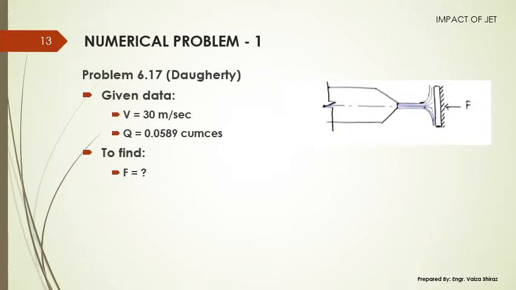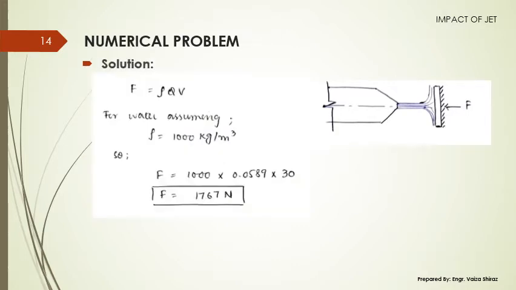Now problem number 6.17, this is from Lafferty. So in this case you are having a jet which is striking normally to a flat vertical plate. The velocity of the jet is 30 meter per second and the discharge is 0.0589 cubic meter per second. You have to find out the force which this jet is exerting on the plate. So you know the simple formula, that is rho Q V. Over here rho is not given, so assume the standard value for water, rho, that is 1000 kg per meter cube, and if you just put the values in the formula you will get F as 1767 newtons.